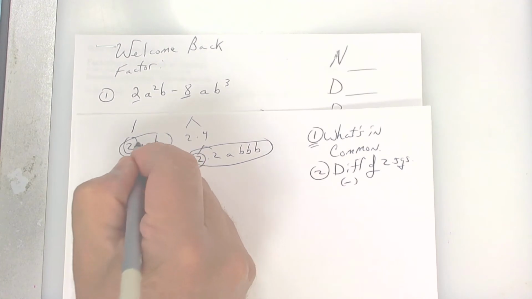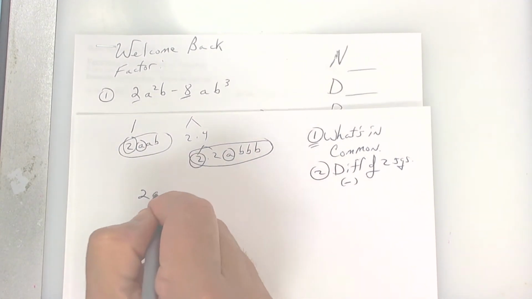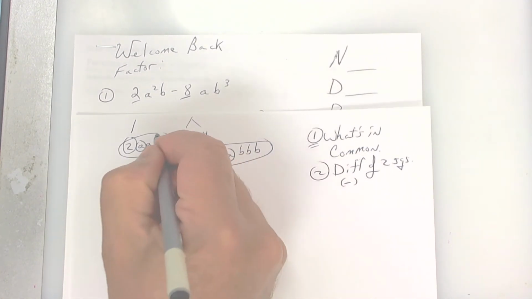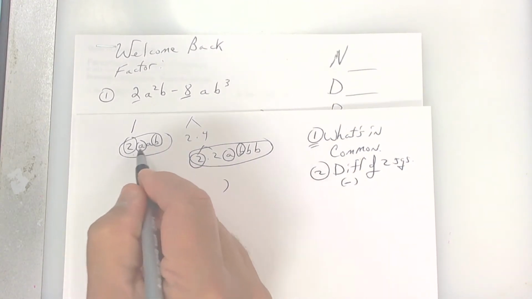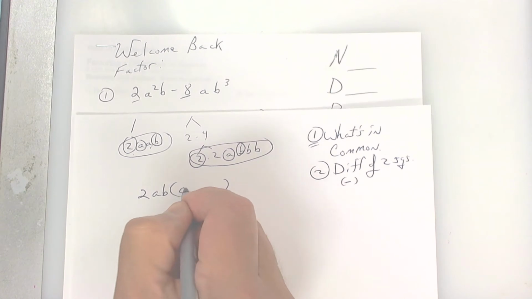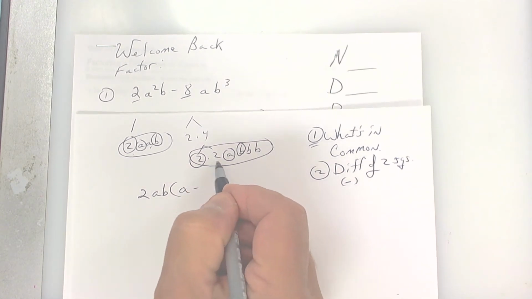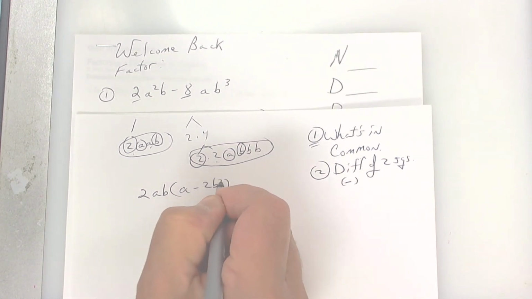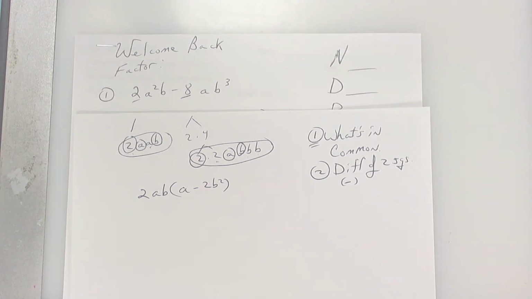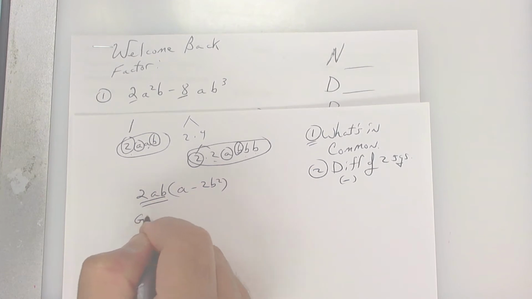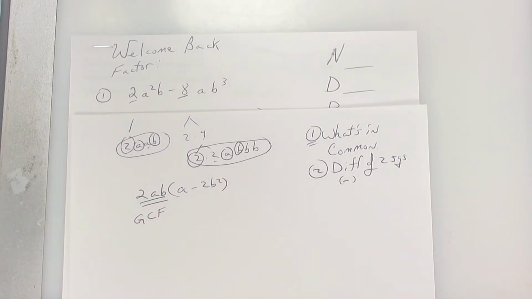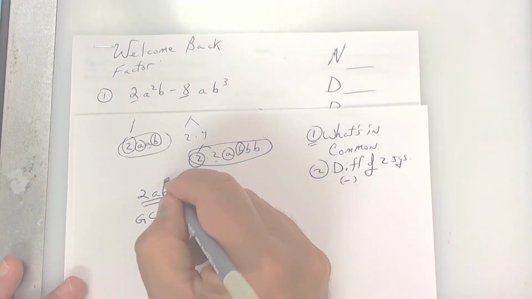Here they have an A in common, so take an A out. We also have a B in common, so take a B out. When you do that, you're left with A minus, and then here you're left with a 2B squared. And that's how you factor what's in common. This is called, remember, your greatest common factor. This part right here.